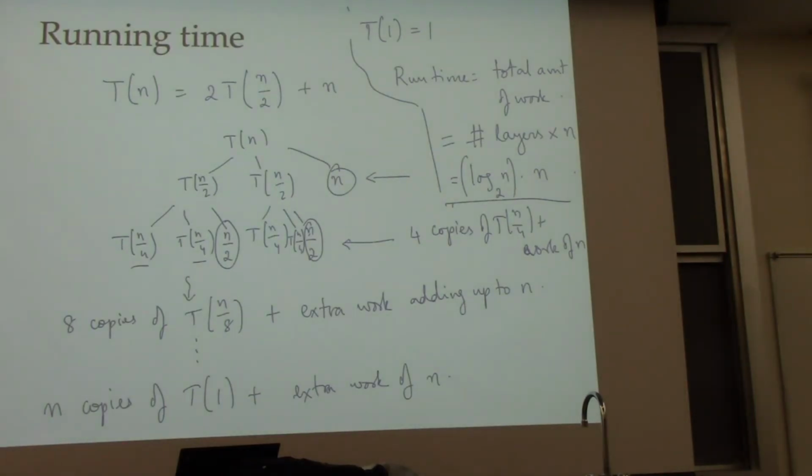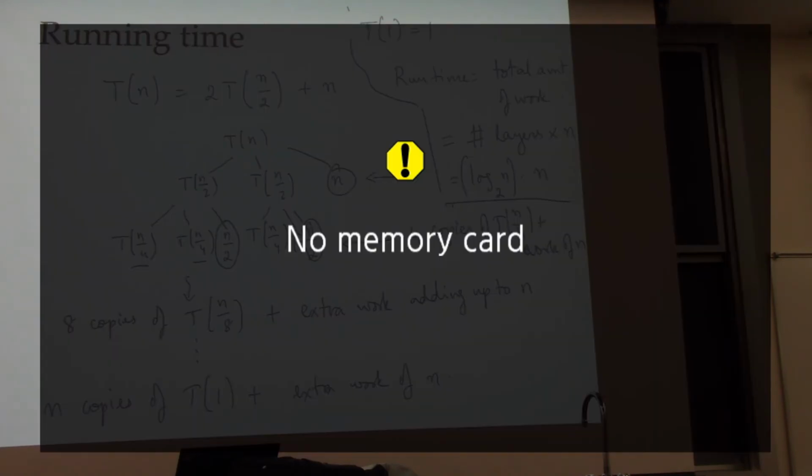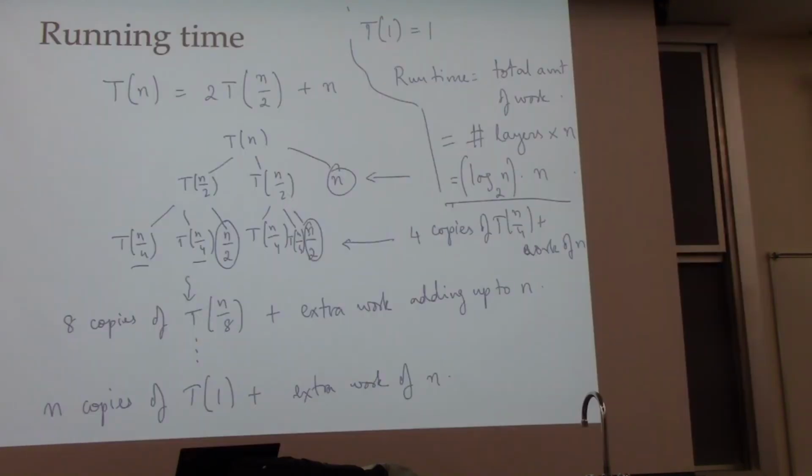Why is the linear log 2n? Oh, because every time, the first step goes from n to n by 2. Next time it goes to n by 4. And after k steps, it goes to n by 2 to the k. Right? Because first step is 1, 2 and so on.